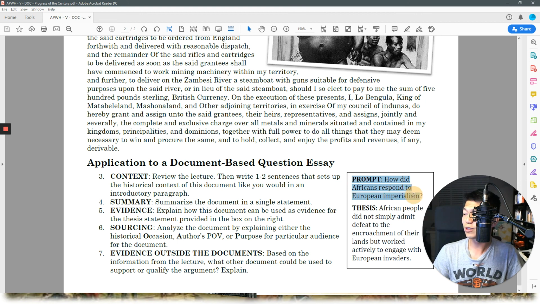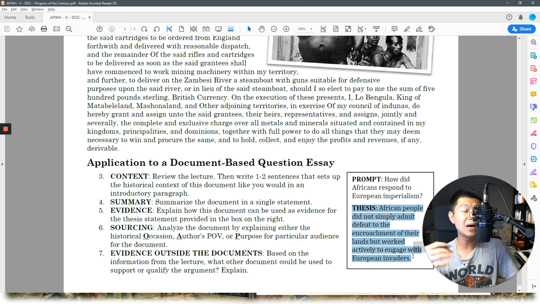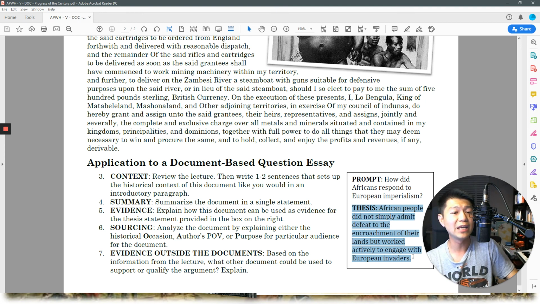How did Africans respond to European imperialism? So that's the prompt here. And here's the thesis statement that's laid out here. So this is about imperialism. This is about European conquest and the responses made by those in sub-Saharan Africa who have been conquered. So based on what we've discussed so far, write a 1 to 2 sentence context statement that sort of describes the overall notion of the rise to the West and things that we've discussed so far. So go ahead and pause the video right now.